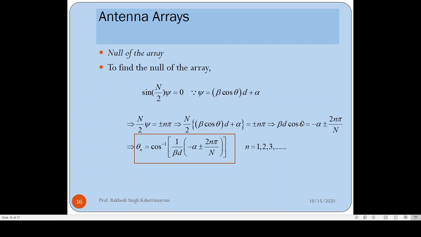So if you want to find out the theta null, theta n is equal to cosine inverse of 1 by beta d times minus alpha plus minus 2n pi by capital N. You can take values of n as 1, 2, 3, 4, 5 and so on. You can find out the null of the array pattern now.